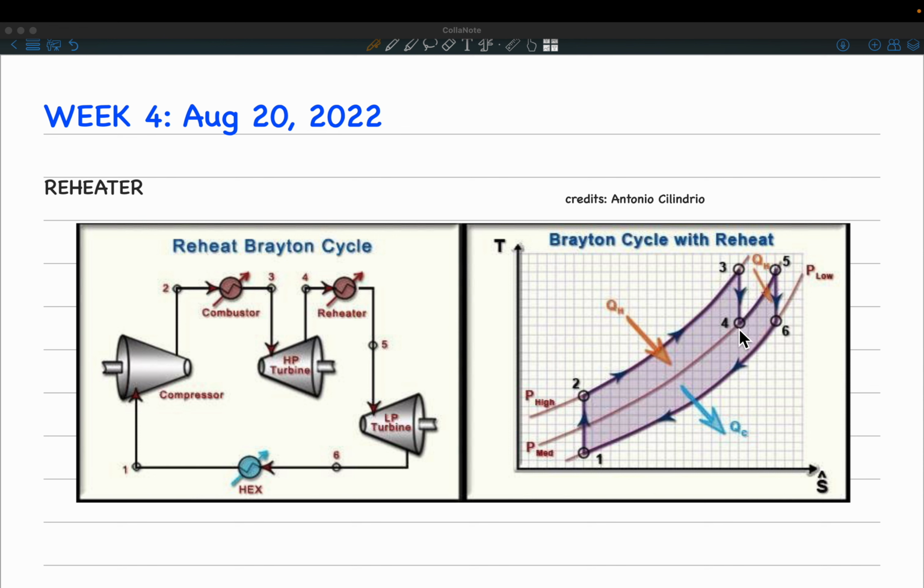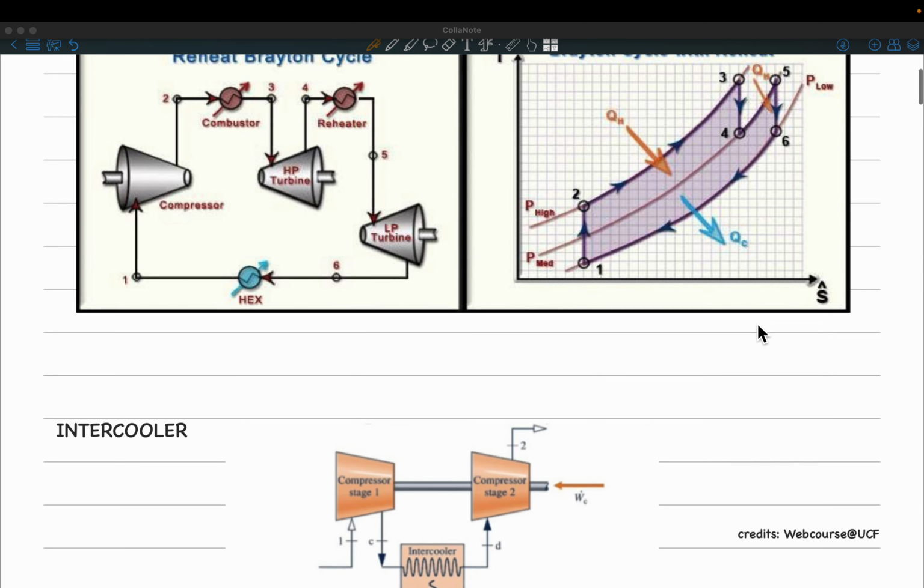So in the high pressure turbine, if we would have generated enough work and the temperature at station 4 was very low, then expanding it through a low pressure turbine will not generate enough amount of work. So what we do is we basically add this heat and then expand the fuel air mixture through the low pressure turbine and generate work. Okay, so this is the work of a reheater.